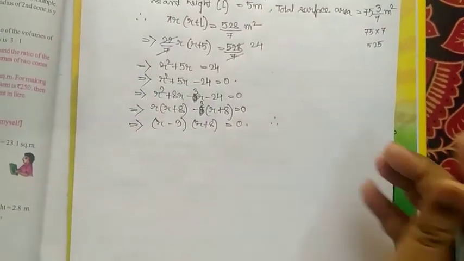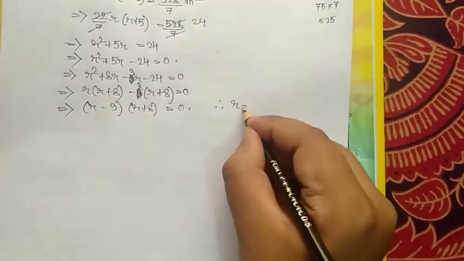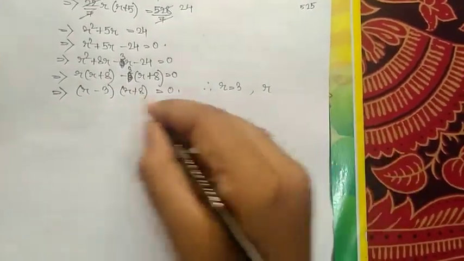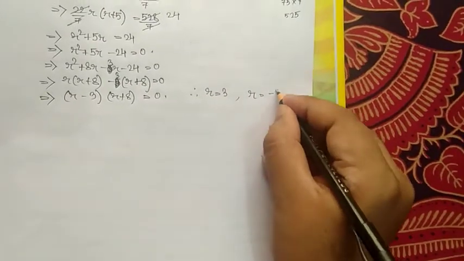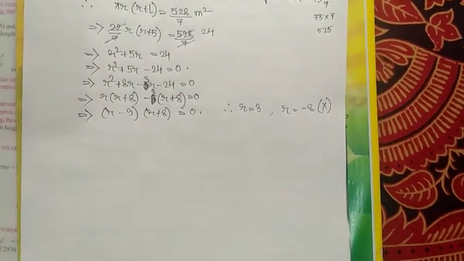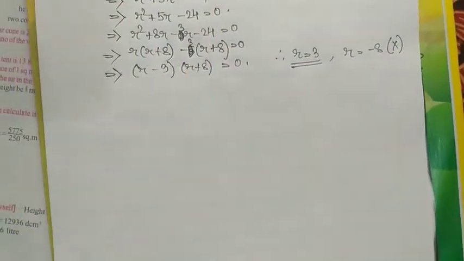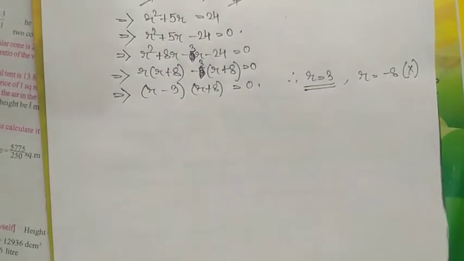So therefore the value of the radius: if r minus 3 equal to 0, therefore r equal to 3, and if r plus 8 equal to 0, so r equal to minus 8. So this is not possible because radius cannot be negative. So the radius is 3. Now we have to find the value of the height.